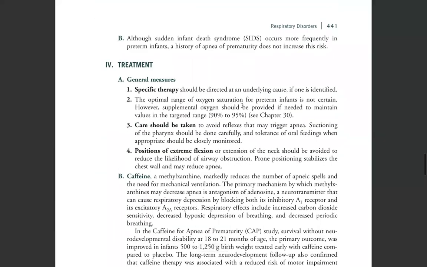And in the optimal range, you have to maintain oxygen saturation at 90 to 95%. You have to avoid trigger reflexes like suctioning, and positions of extreme flexion or extreme extension of the neck should be avoided. Prone positioning usually stabilizes the baby, but it should be done with monitoring. When nurses are there, one-to-one nursing is there, then only you may keep the baby in prone position in your NICU. Okay, do not advise prone position at home.